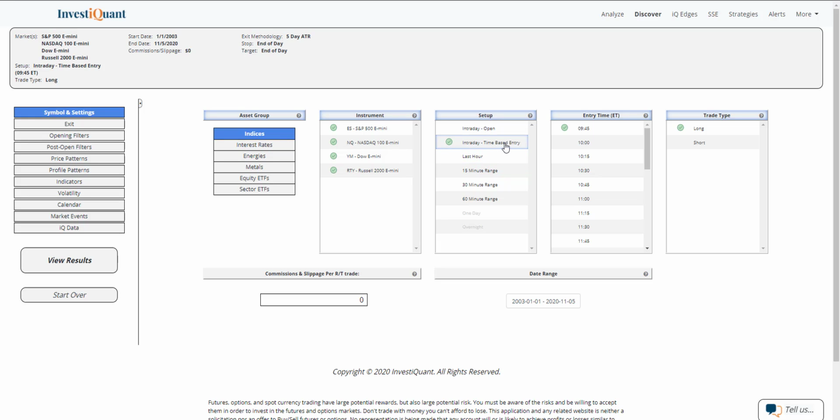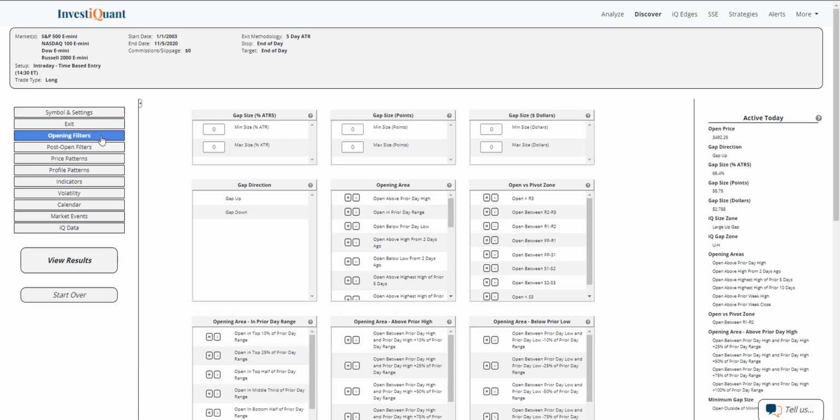Intraday time-based entry at 2:30 p.m. Eastern time. So this is based upon entering the market long at 2:30 p.m. Eastern time, and that's about 30 minutes after the announcement comes out. And then we will have an exit set at the end of the day, which was 4:15 p.m. Eastern time. For opening filters, I'm simply going to use gap up, try to keep as many samples as possible.